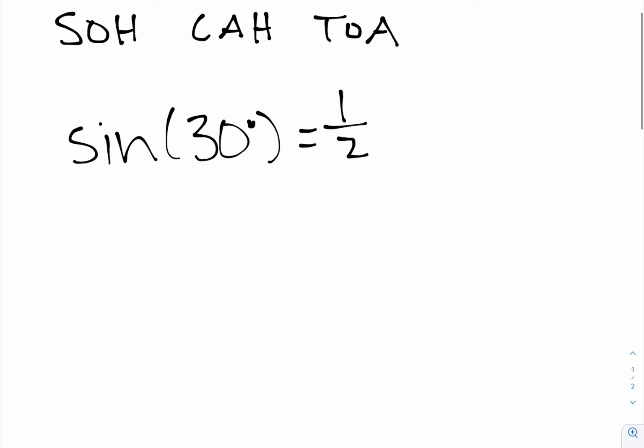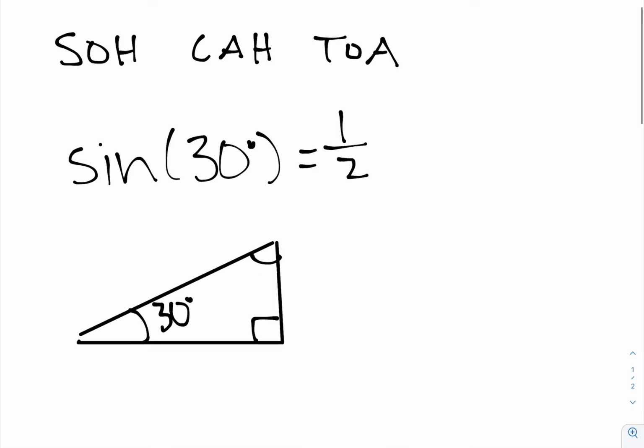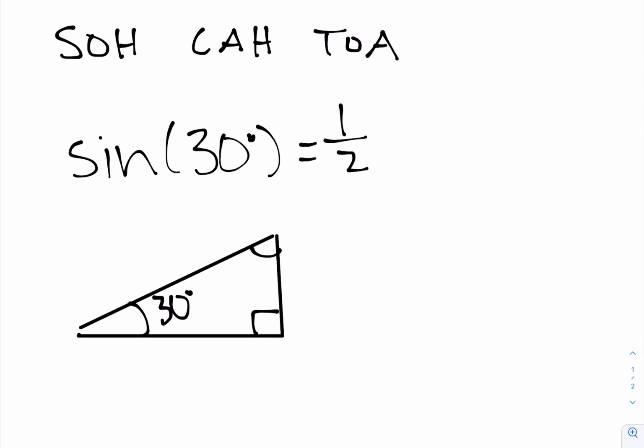Well, that just means if we have some triangle, and remember, it has to be a right triangle. If we had, this is 30 degrees, this is 90 degrees, this would have to be 60 degrees, but that doesn't really matter. We're looking at the 30. Remember, sine with SOHCAHTOA is the opposite over the hypotenuse. So no matter what these lengths are on the side, the ratio between the opposite side and the hypotenuse side is always going to be 1 to 2.